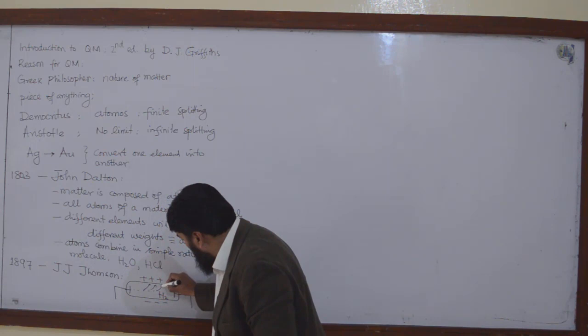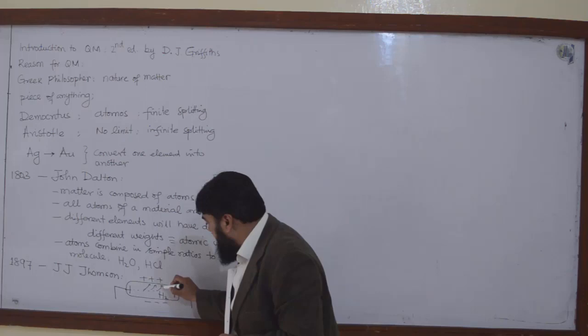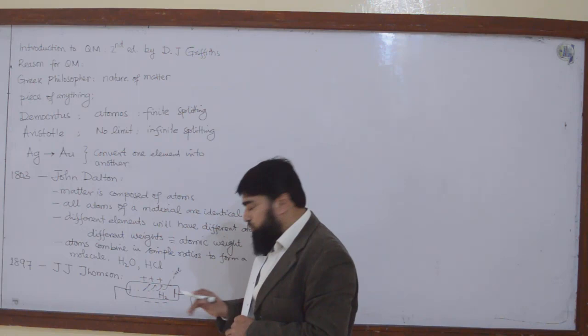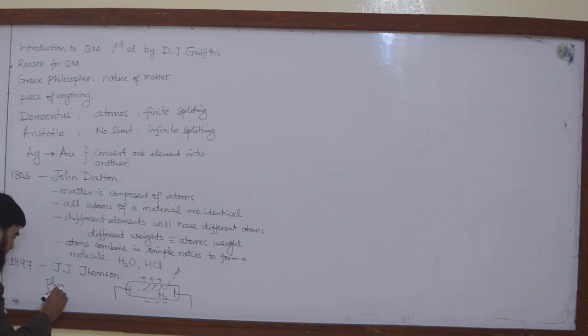So if it was a positive plate and particles started going there, it means that these particles are actually negatively charged particles. That's why they are going to the positive plate. And he gave the concept of the plum pudding model.